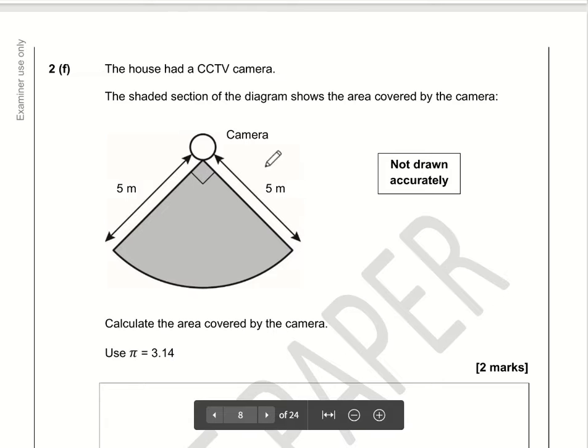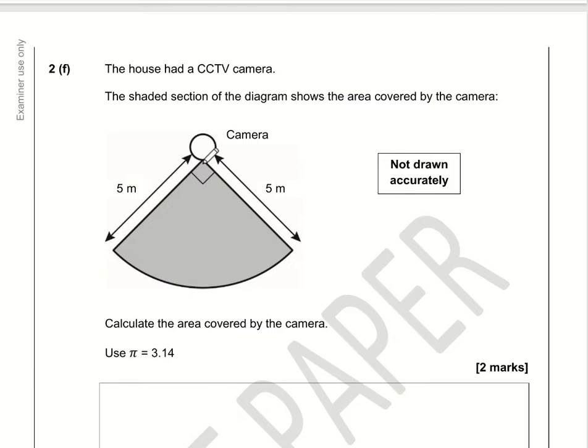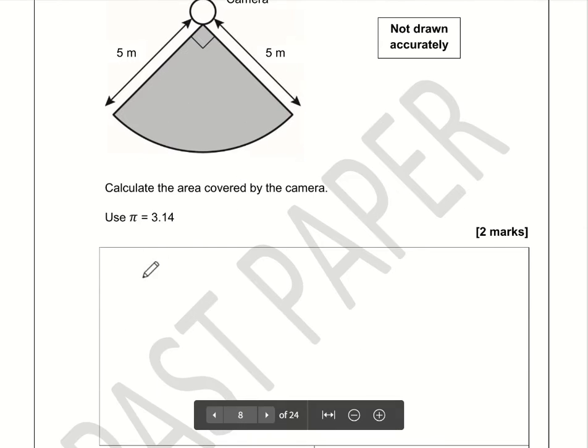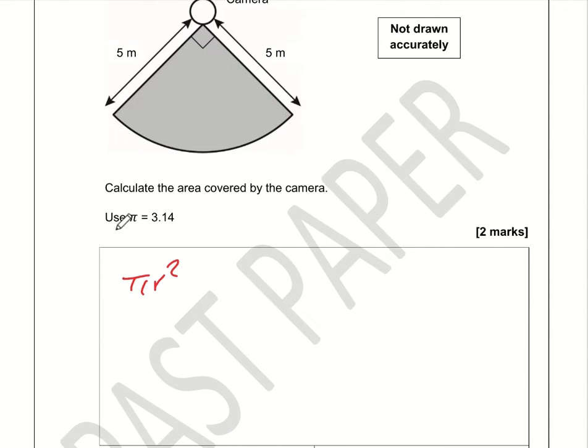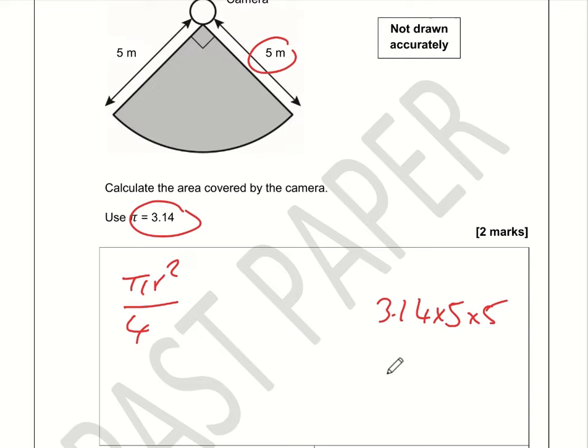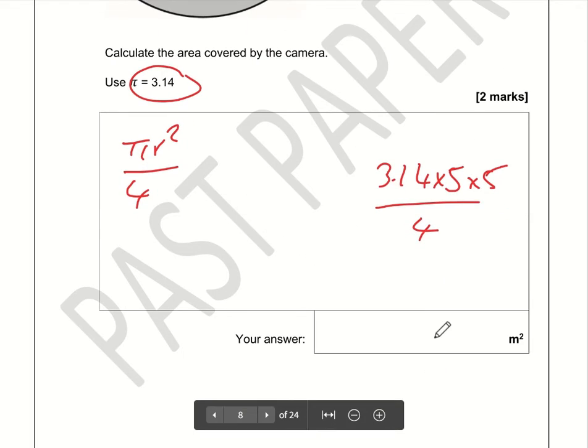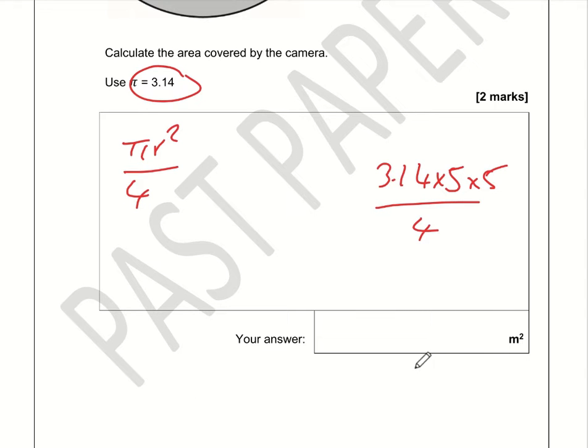Okay, 2F. Not too bad. We can see that this is a right angle, so therefore this is exactly 1/4 of the area of a full circle. Now the formula for the area of a circle is pi r squared, so we want 1/4 of that, so just divide it by 4. Pi is 3.14, so 3.14 times by the radius, which is 5 squared, so 5 times 5 divided by 4. That's our calculation, and that will result in an answer of 19.625 square meters.